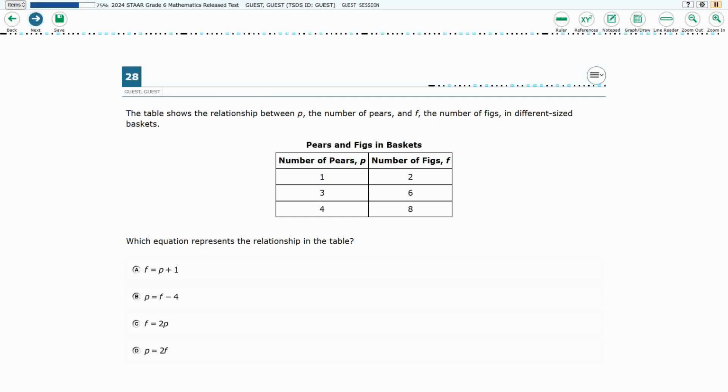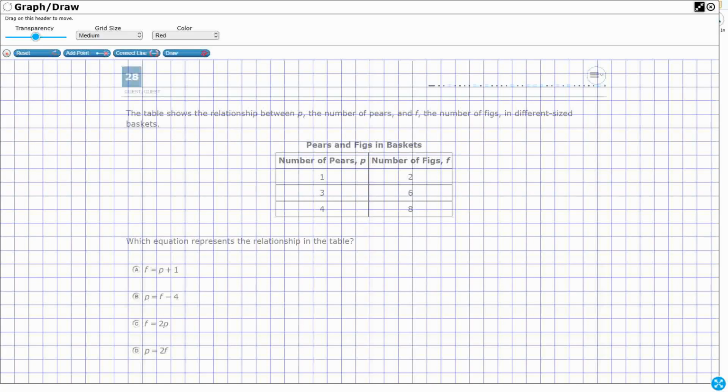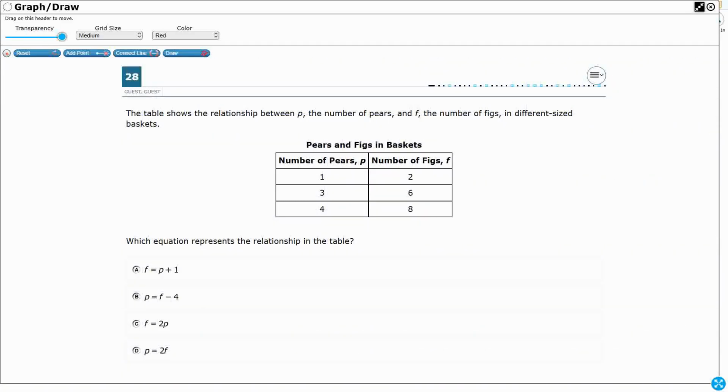For number 28, we are looking at equations and tables. This is 6.6b. And we have a table here showing the relationship between P, number of pairs, and F, number of figs. All right, so we need to find an equation that represents this.